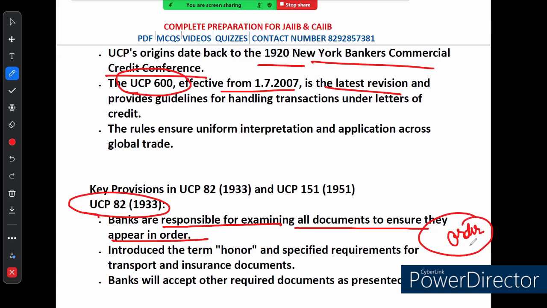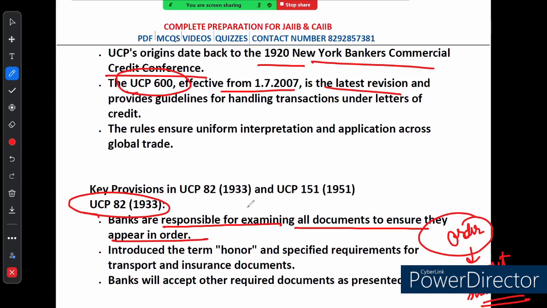What does it mean, documents in order? It means that they are correct and meet the agreed upon standards. So the first thing, banks were made responsible for examining all documents. The second thing is that they had to ensure that these documents appear in order, which means they were correct and meet the agreed upon standard.